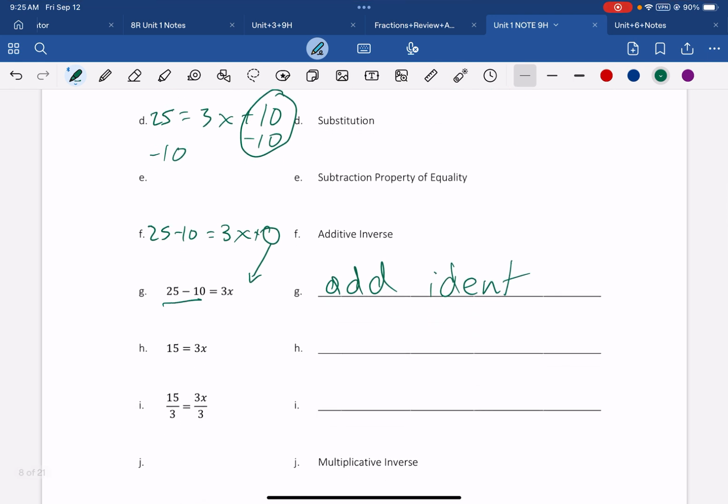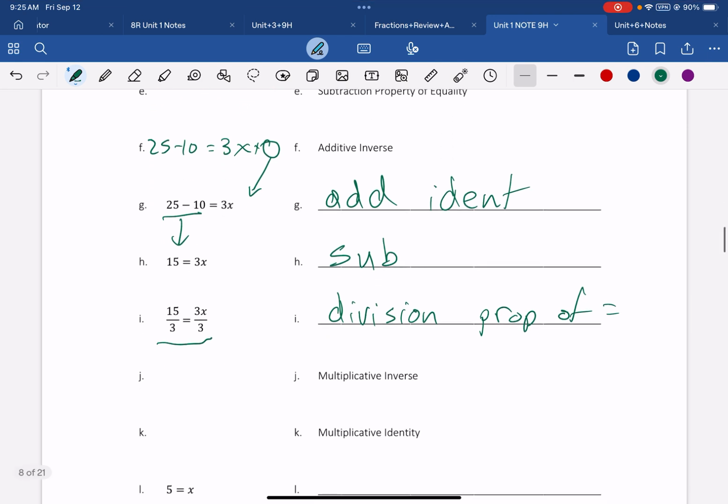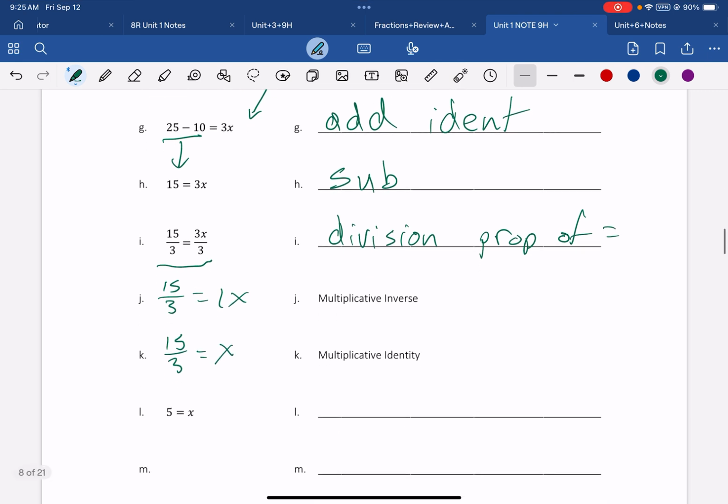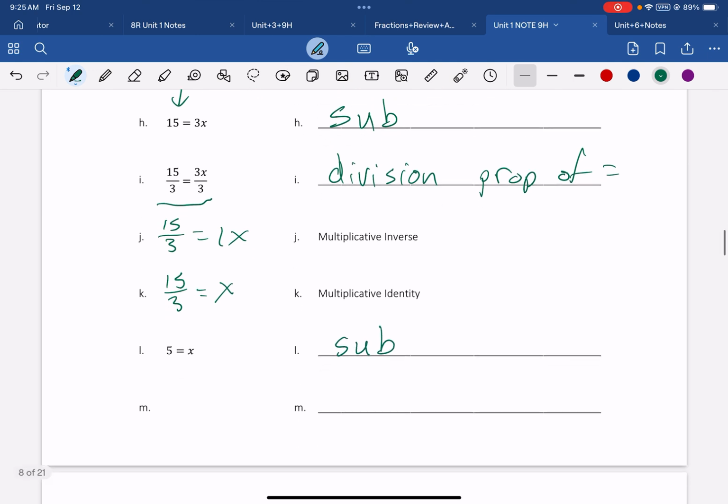And now we combine these, and we'll call that substitution. And we divide it by 3 both sides. That's the division property of equality. Just apply the multiplicative inverse. That means this 15/3 doesn't change, and the 3 divided by 3 becomes 1. Apply the multiplicative identity, so we have 15/3 equals x. And lastly, 15/3 became 5. That is when we did another substitution or simplify.